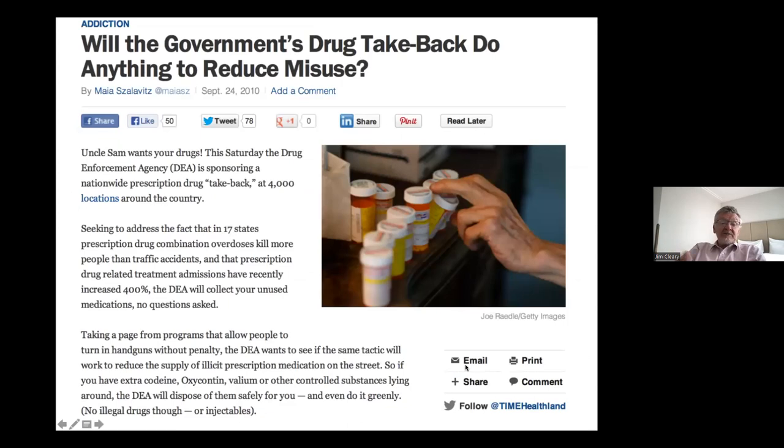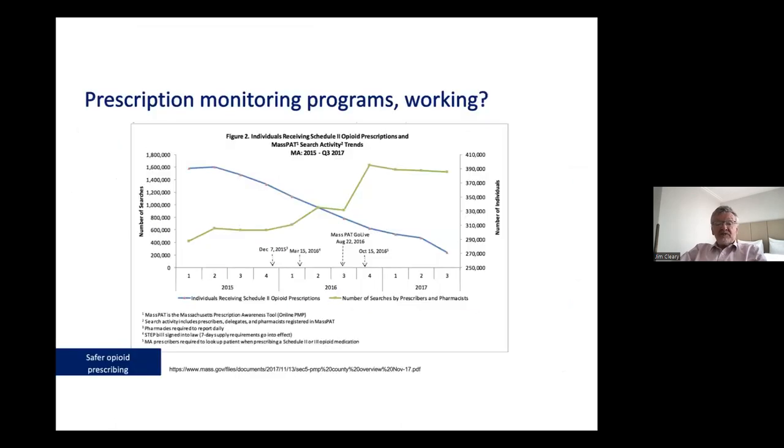We now have systems where we have takebacks in different locations. A number of places in Wisconsin and Indiana, where I now live, have drop boxes at police stations, where you can actually drop off your opioids and other tablets into a locked box to make sure that they're disposed of properly and not available to misuse.